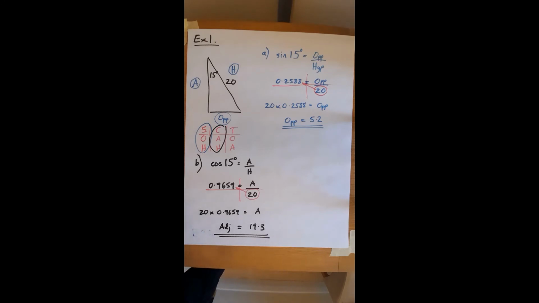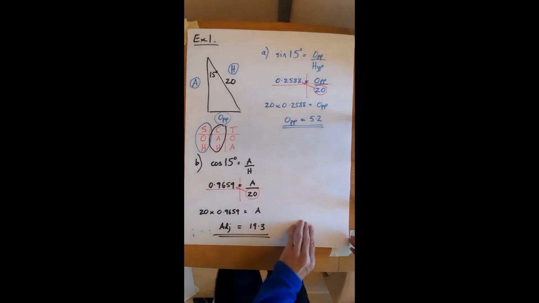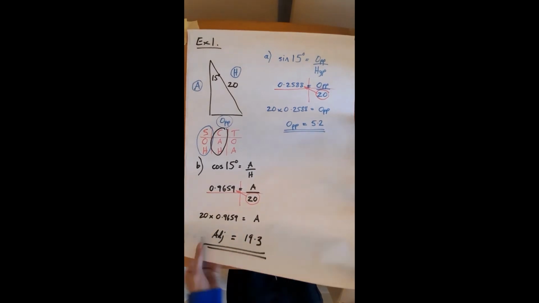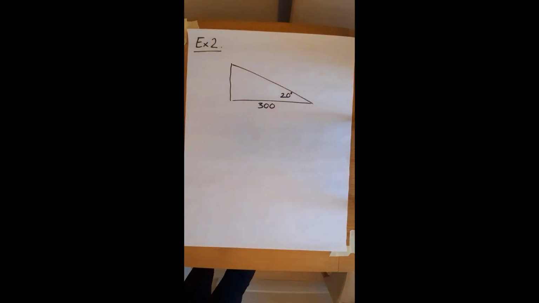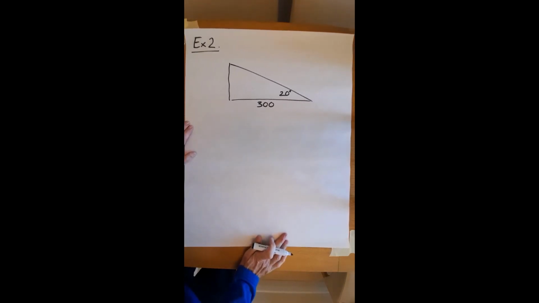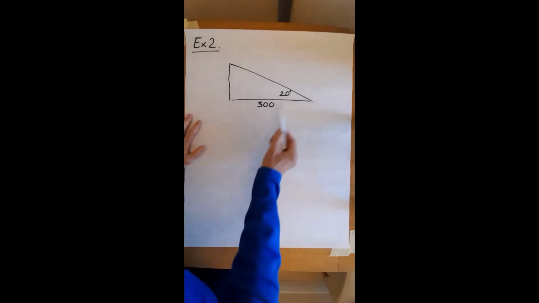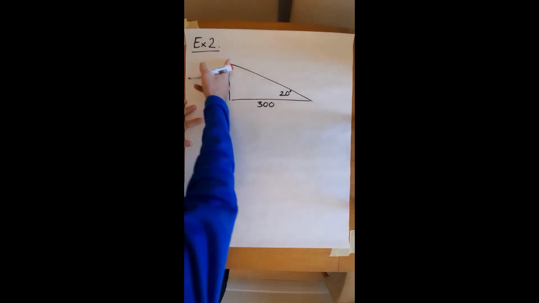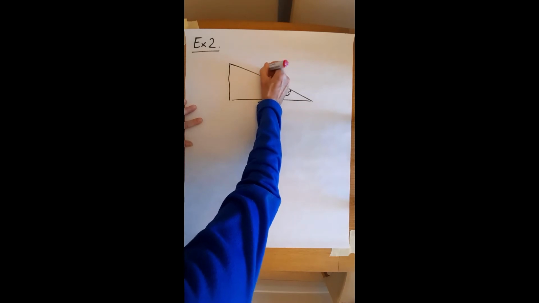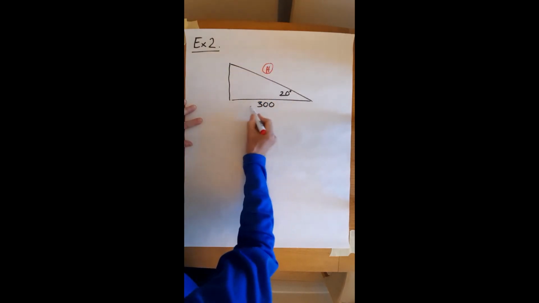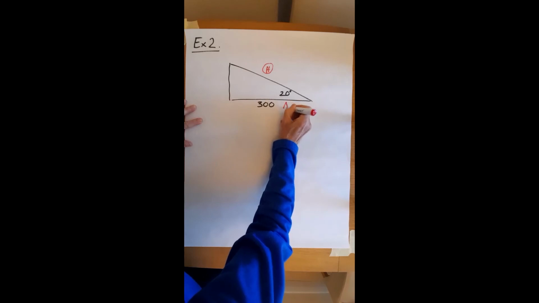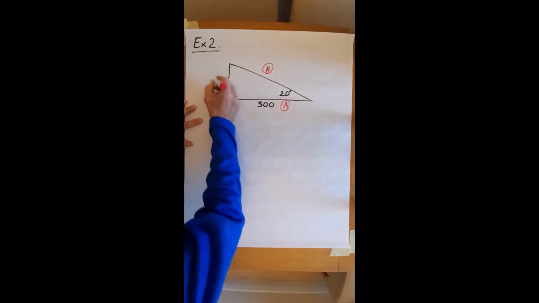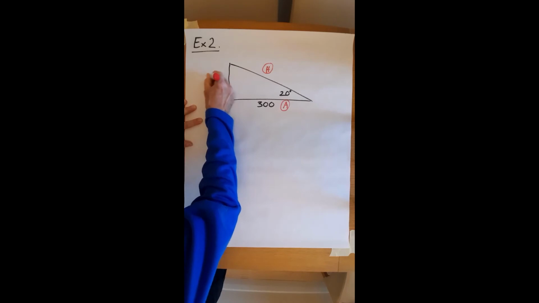Okay, so let's have a look at a second example. And you see from the drawing, I've given you an angle, I've given you a side length. Let's label up the triangle. Longest side, hypotenuse. This side is next to the angle, so this is adjacent, and this side over here is opposite.